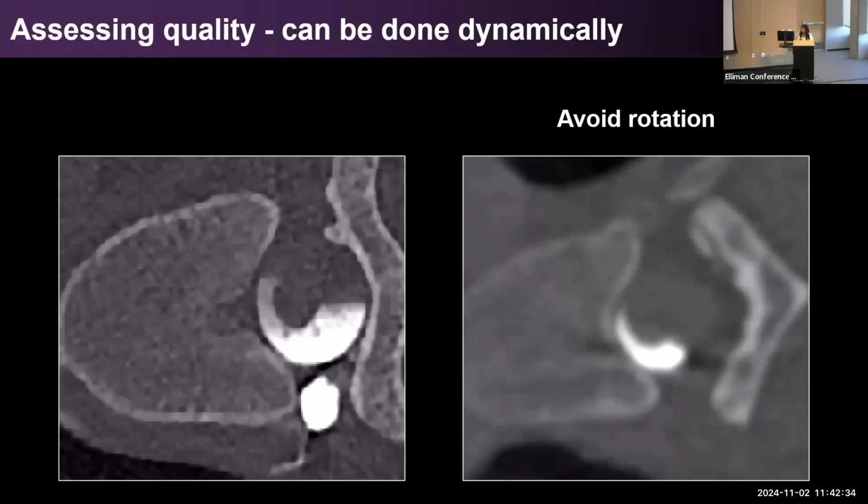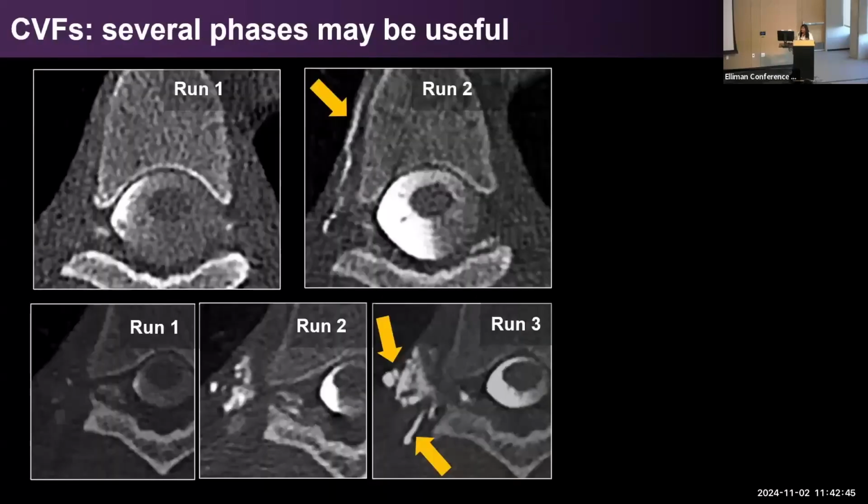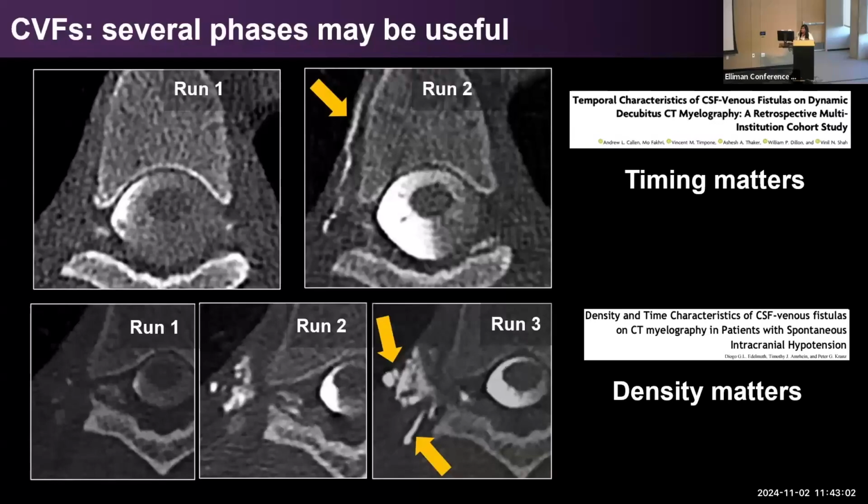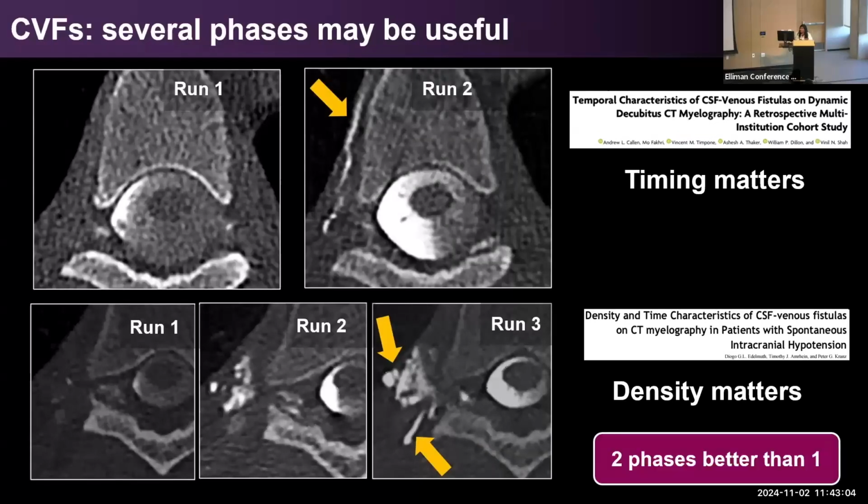So when I see this, that's not good because I'm not covering the whole nerve root sleeve. And I'll move the patient in real time to get a better layering. So I'm going to try and avoid that rotation. And I find that several phases can be helpful. These are a couple of our patients. We usually see it on the early run, but here's one where it's on the later run. Maybe that's because there's increased density. And here's one where there was a CSF venous malformation. We saw this, and the more that we let it increase, we can see that it becomes this big malformation. So I think both timing and density matter.